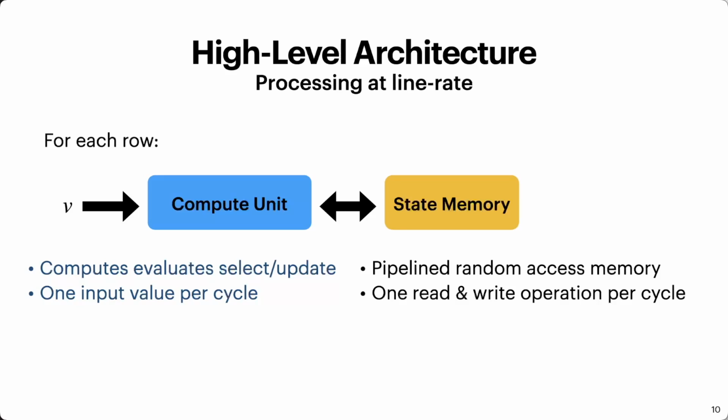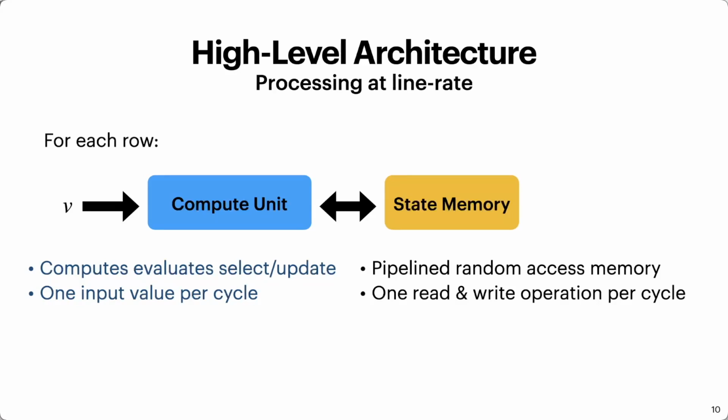Thus, the overall architecture has a guaranteed throughput of one input value per clock cycle. We also call that processing at line rate, which means that we can process data as fast as it arrives at the device. In particular, this also means that throughput is entirely independent of the data distribution, which is quite a handy property to have.